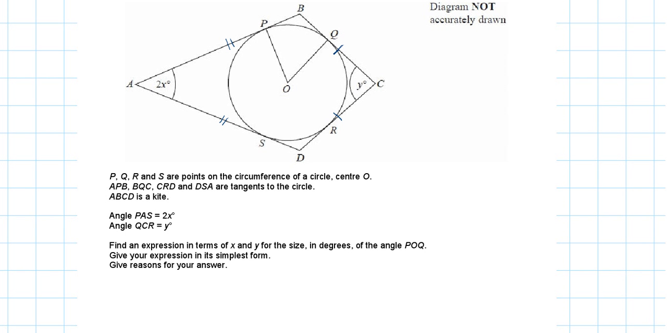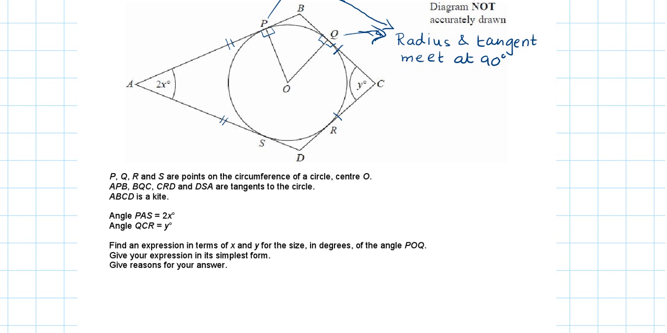I can point over here. That's 90 because radius and tangent meet at 90 degrees. I'm writing my reason down next to the diagram. I'm going to draw here. There you go. That's my reason for both. Find an expression in terms of x and y for the size, in degrees, of angle POQ. POQ is over here. So that's the angle I need to find.